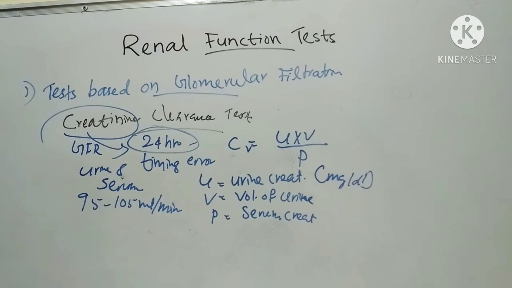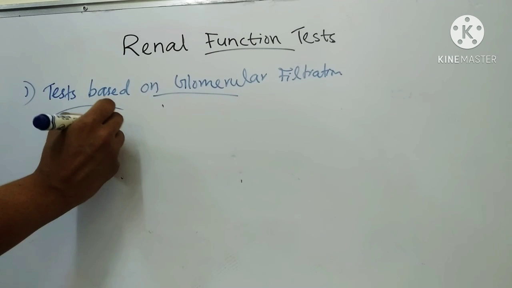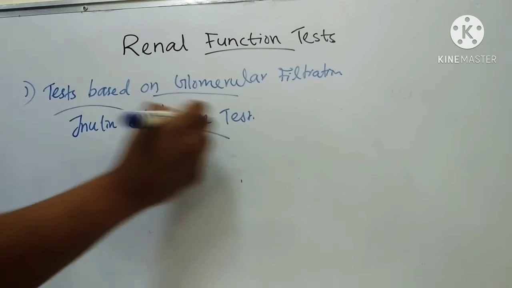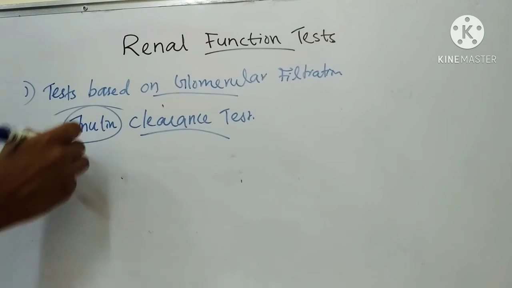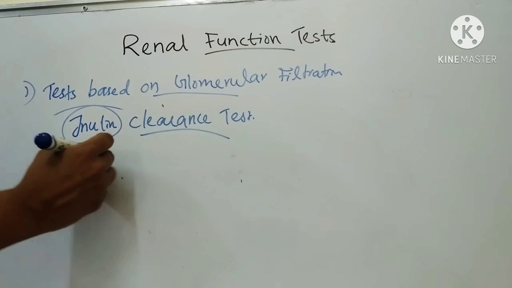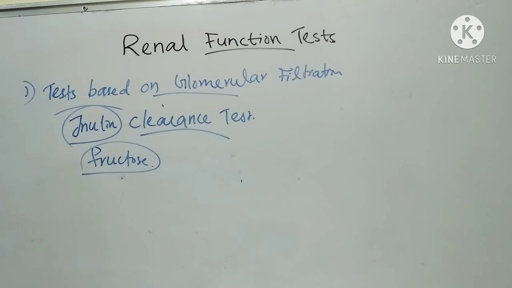That is about the creatinine clearance test. Next one is the inulin clearance test. Inulin is a homopolysaccharide, a polymer of fructose. It is an ideal substance for this clearance because it is not metabolized in the body. Following IV administration, it is excreted entirely through glomerular filtration.